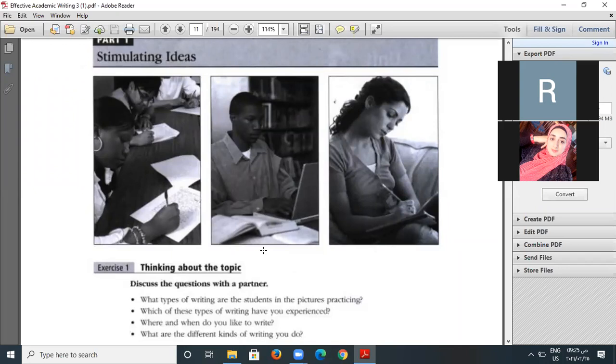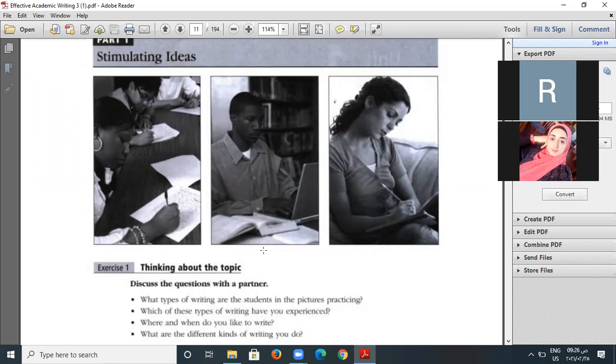The question here is: which of these 3 types of writing have you experienced as a student? Maybe the second one, to do research about something. Yes, looking for information on the internet to write, for example, a research paper. Okay, good.